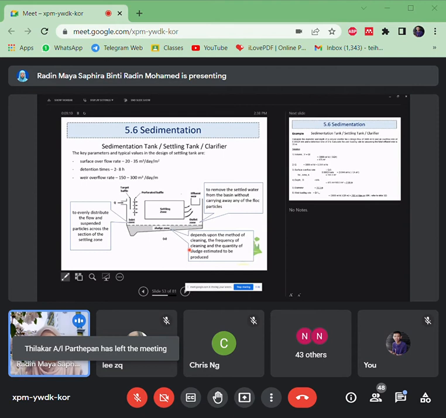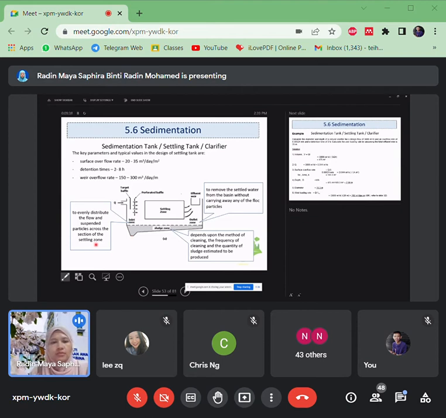Okay, these are the key parameters and also the typical values for the design of the settling tank. Basically the surface overflow rate must be around 20 to 35 meter cube per day per meter squared. Detention time is 2 to 8 hours. And the weir overflow rate is between 150 to 300 meter cube per day per meter.